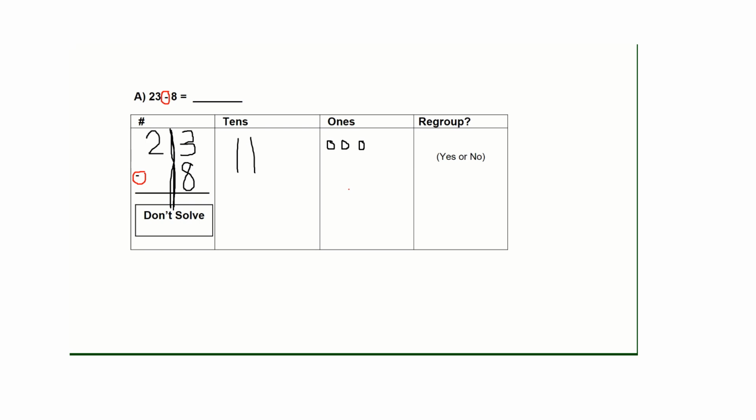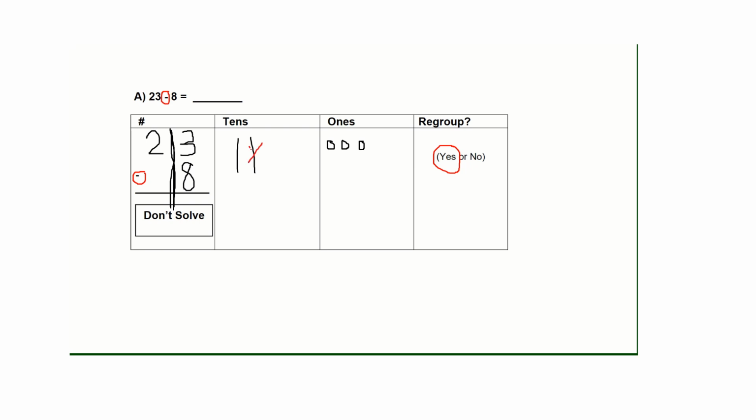I'm taking a look at my work. I have 1, 2, 3. That means I don't have enough. If I don't have enough to take away, that means I need to regroup. So I circled yes because I need to regroup because I don't have enough in the ones place. So I need to borrow from the tens place.